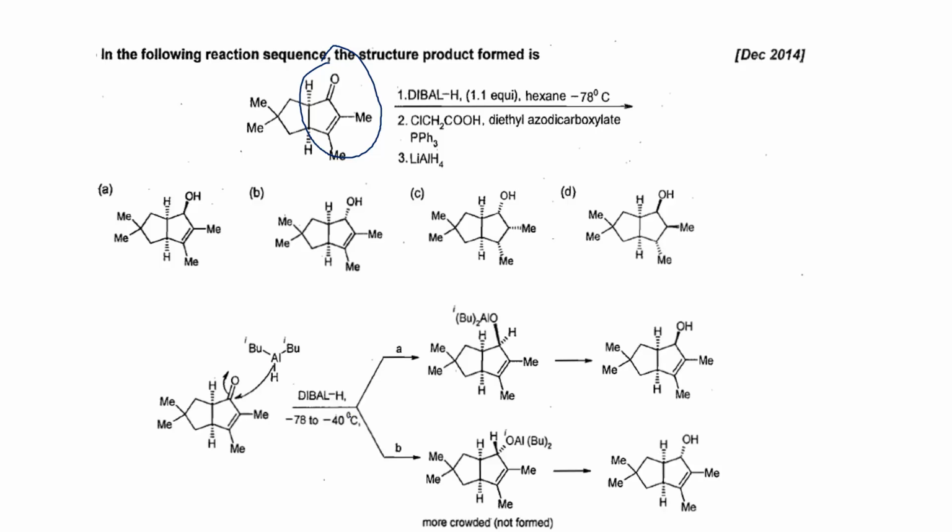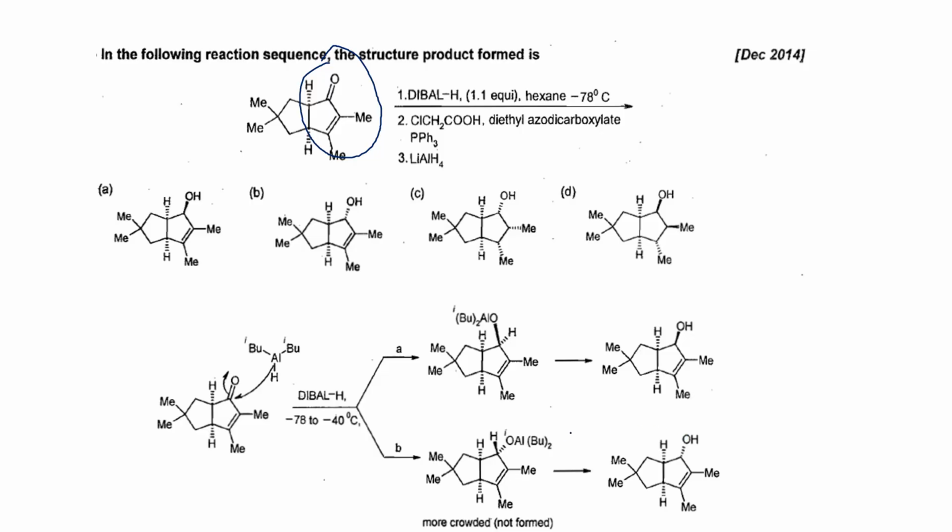So what will be the answer? It will just reduce this ketone. There are two types of possibility. One, this H minus is coming from below the plane. Another, H minus is coming from above the plane. So two types of product are possible. One is the above the plane OH and the other is the below the plane OH.